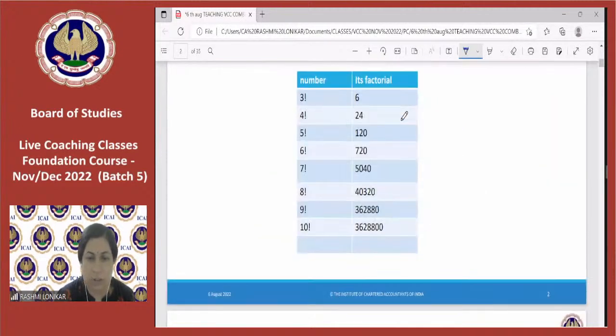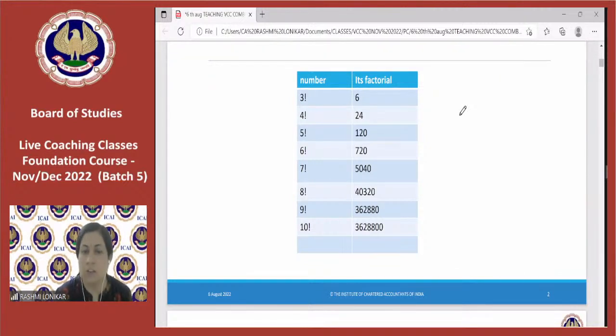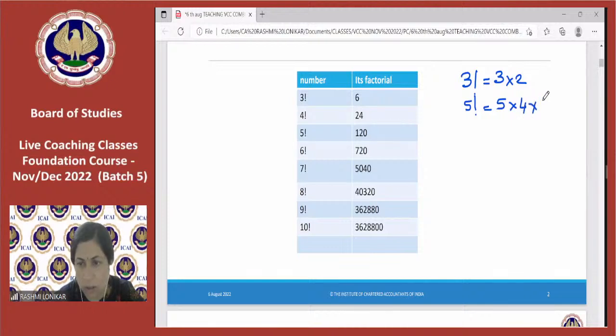So remember, when we talked about permutations, we talked about factorials. So I'm just going to refresh your memory. 3 factorial is 6. How has it come to 6? Because we know that 3 factorial can be written as 3 into 2 into 1. 4 factorial is 24. 5 factorial is 120. So 5 factorial will be written as 5 into 4 into 3 into 2 into 1. And so on and so forth.